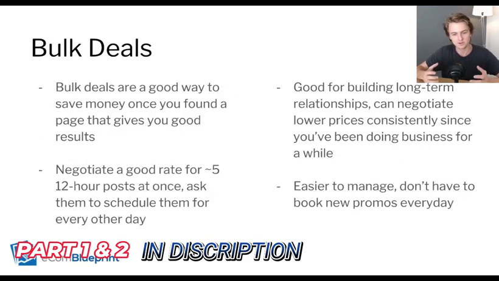Now, bulk deals are a great way to save money once you've found a page that gives you good results. And so you definitely want to make bulk deals with the best pages that you find. So usually I'll negotiate a good rate for 5 posts at once. And you can really cut down the price. So if you paid like $100 for one post, you could pay like $60 times 5, so $300 for 5, and so you basically get 2 free.